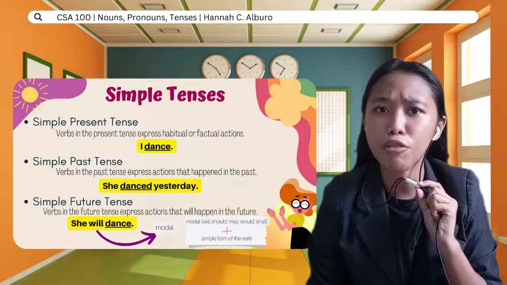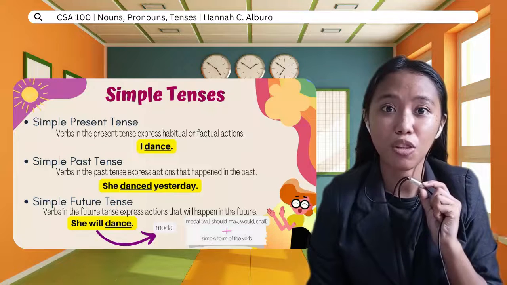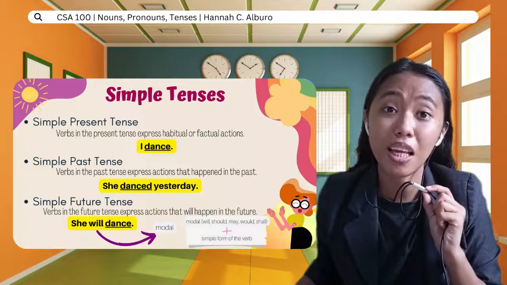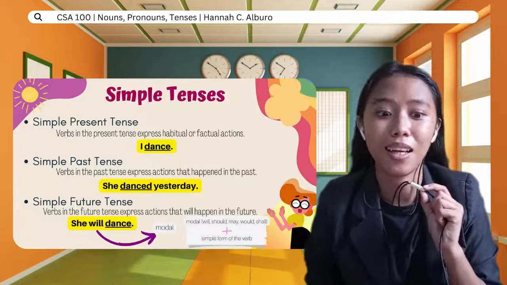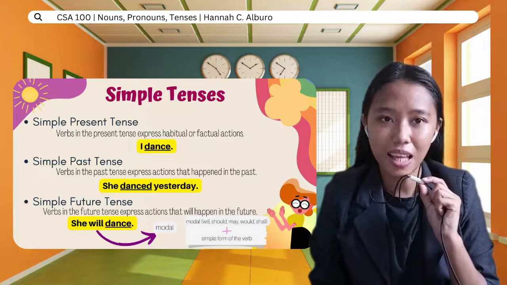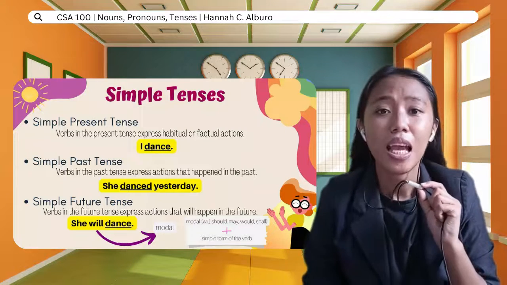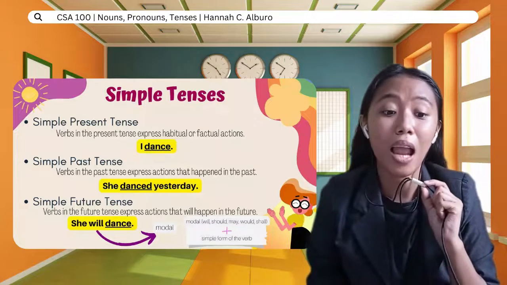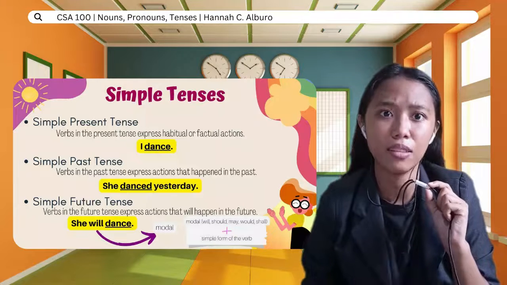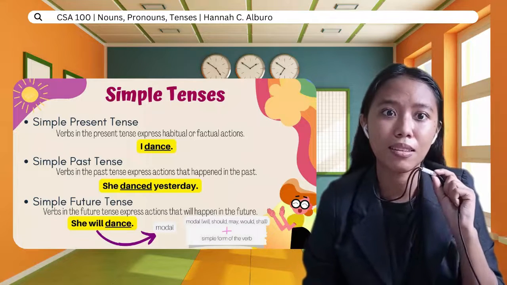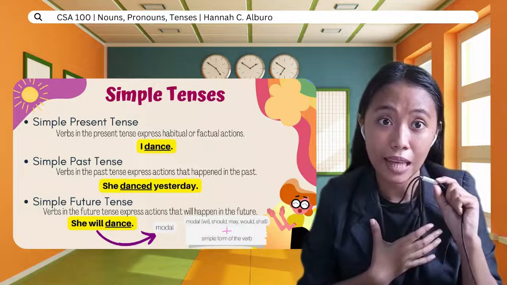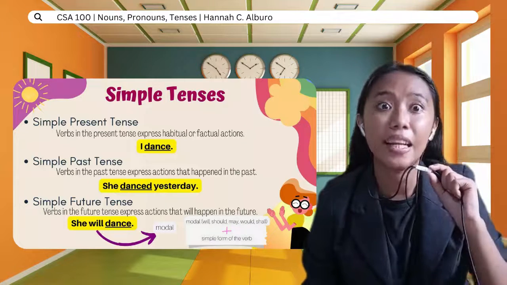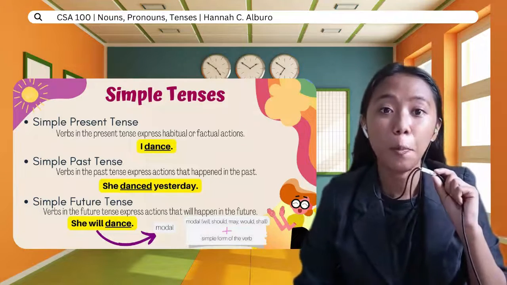From the name itself, simple. These are the tenses that have already been introduced even during your elementary days. The simple present tense expresses habitual, routine, or factual actions. Take for example, "I dance." It is my habit that I dance, and it is a fact that I dance. So therefore, it is a simple present tense. Now for the next one, simple past tense.